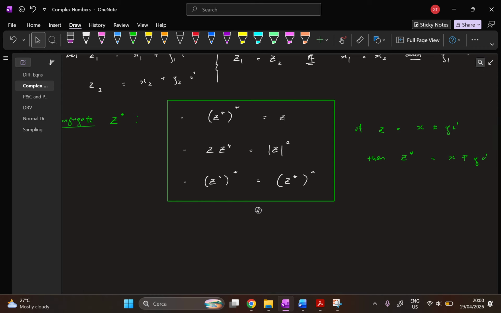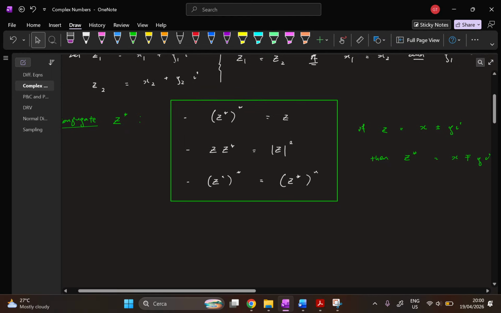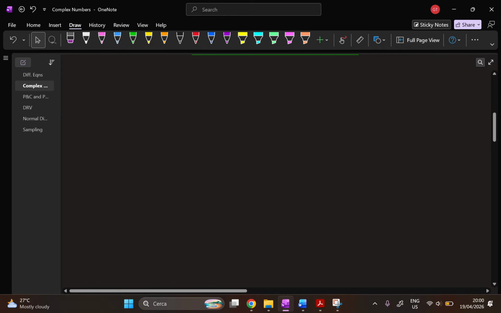And another important skill, there's a lot of important skills in this topic that are best illustrated through examples. So first you need to know how to solve linear equations in complex numbers.